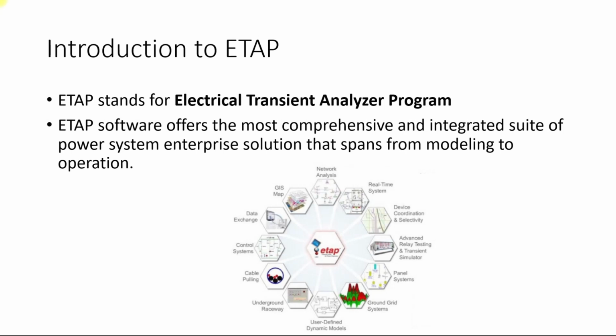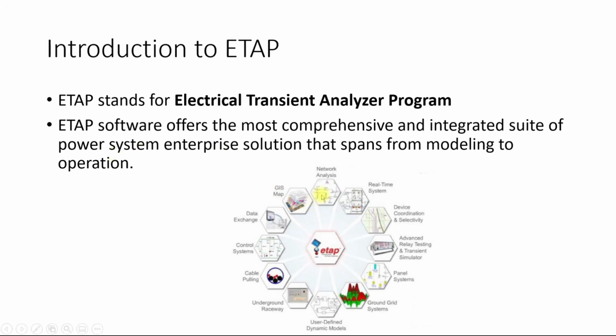So what is ETAP? ETAP stands for Electrical Transient Analyzer Program. ETAP is the most comprehensive and integrated suite of power system enterprise solutions that spans from modeling to operation. It has lots of things you can do with it. The most common system studies you can do are protection coordination studies, and you can even get the data or adjust the data in real time. Similarly, you can perform control system studies and even grounding studies. It has a huge variety, but the most common thing we usually do with ETAP is network analysis.